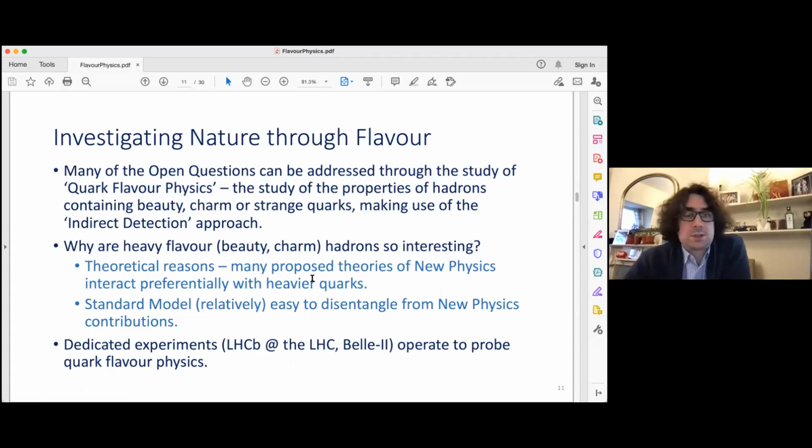Now, many of the open questions that I set out can be addressed through the study of quark flavour physics, which is the study of the properties of hadrons that contain beauty, charm, or strange quarks. And here we are explicitly making use of this indirect detection approach. We're going to make a whole bunch of precision measurements of quantities that we know well within the standard model and ask whether they're consistent with each other or whether they agree with those standard model predictions. And if they don't, I'm not saying necessarily that there is a given particle of a given mass that is producing them, but I'm able to say whether or not the standard model is correct. And if it isn't, then I can start to think about what is causing these discrepancies.